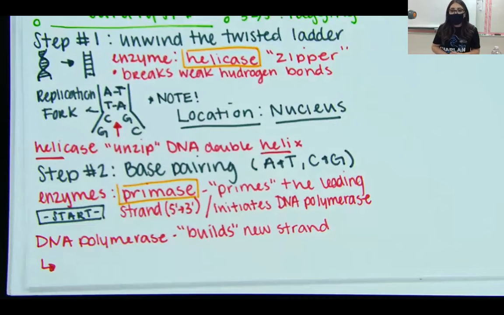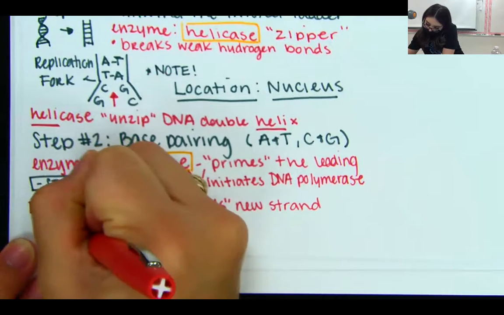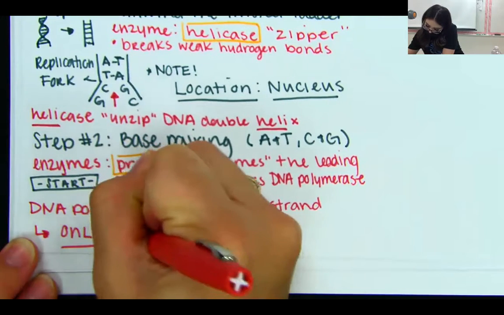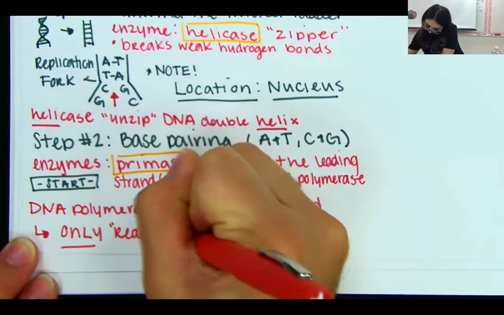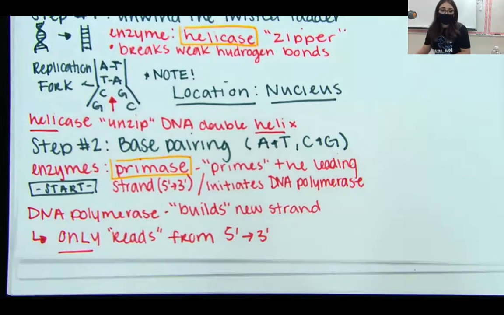If I then gave you a paragraph and had you read from right to left, that is not the way our brain works. That is not how we've been programmed. Could you probably decode the sentence? Absolutely. Would it take you a little bit more time? Yes, 1000%. So the one thing that you have to acknowledge about DNA polymerase is this: he only knows how to read from a 5' to a 3' direction.